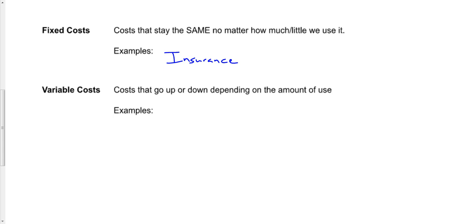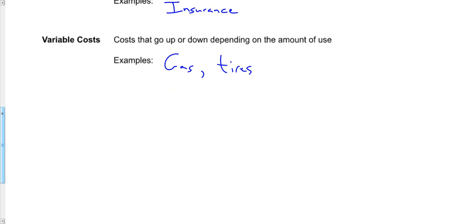The variable costs are costs that go up or down depending on the amount that you use it. The most obvious variable cost is going to be gas. The more you drive, the more you spend on gas. It could be tires, because the more you drive, the quicker your tires wear out. Could be maintenance, repairs, that type of thing. So there's a combination of fixed costs and variable costs that go along with a vehicle.